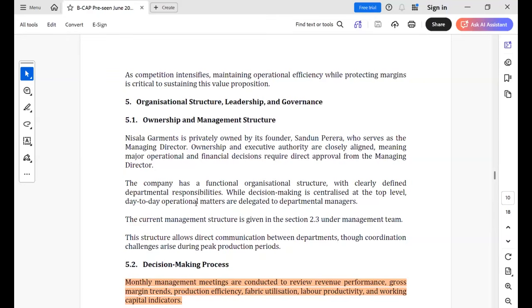Then the company has a functional organization structure. Even though it's functional, there are some very key important positions available, with clearly defined departmental responsibilities. While decision making is centralized at the top level, day-to-day operational matters are delegated to departmental managers. So the current management structure is given, and you have already noticed and identified the weaknesses there.